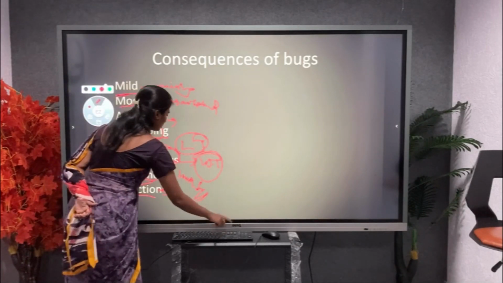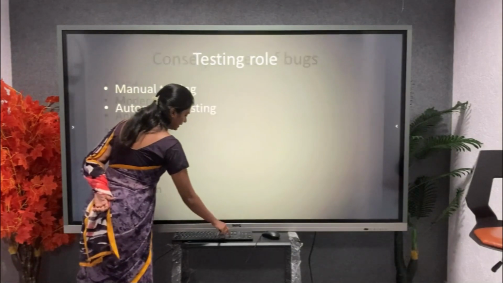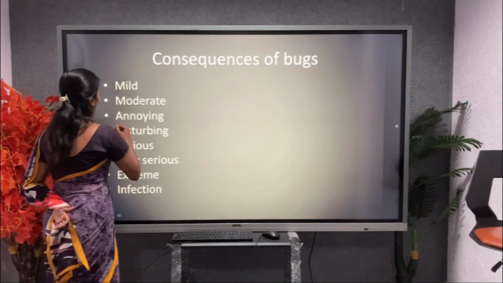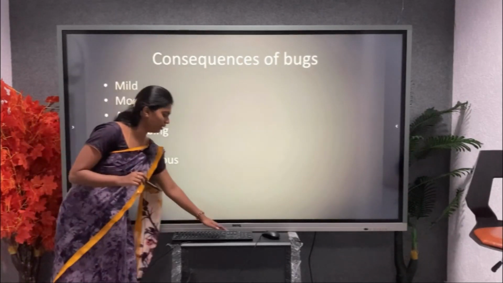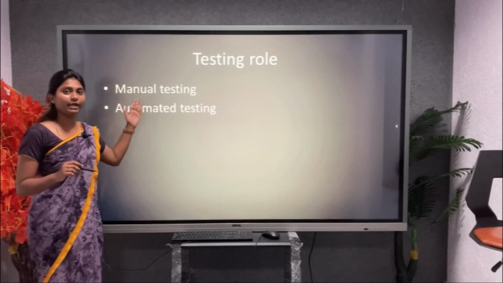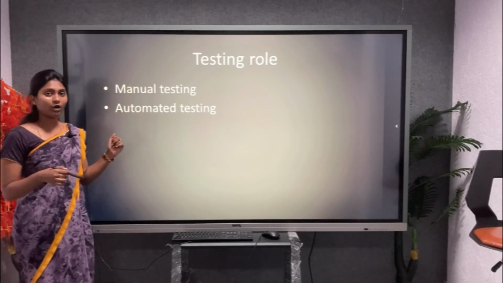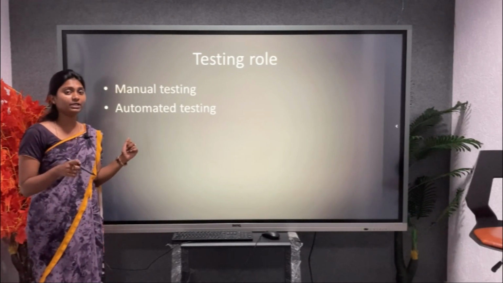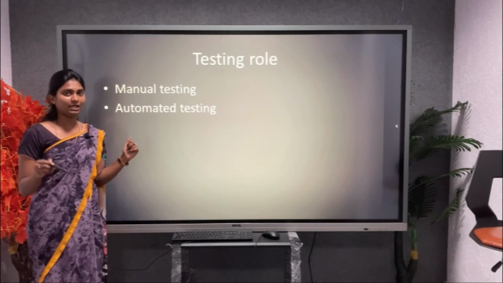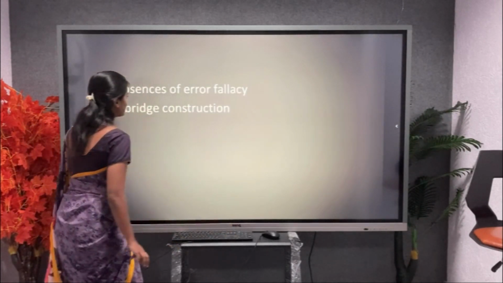Fine. Next we go to the previous topic I already discussed, manual testing and automated testing. What is manual testing? It is defined by the users, each and every step they will define. Coming to automated testing, I already said it is identified by the tools given by the industry, and based on those tools we develop the project.